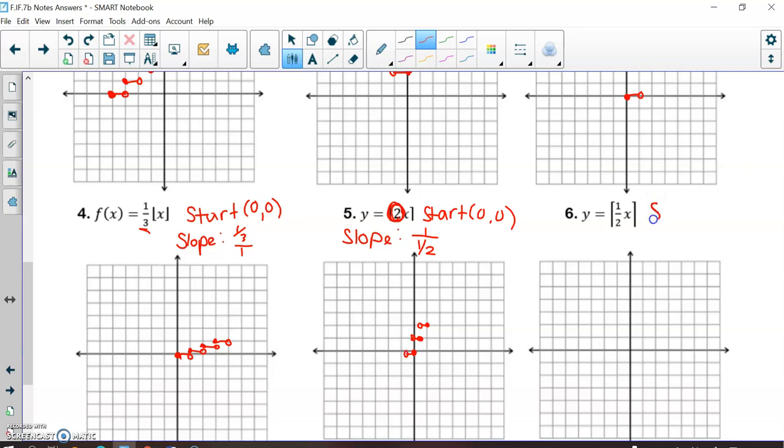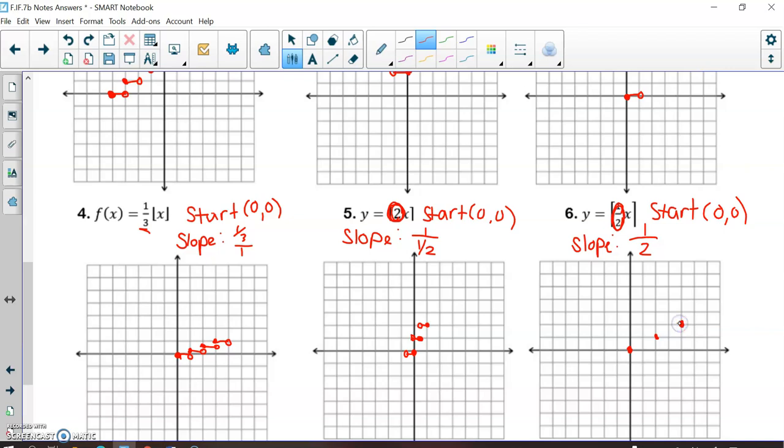In number 6, same thing. We start at our h, k value, which in this case is going to be (0, 0). And now I have a b value, so in this case it's going to be a horizontal stretch. But since you have a b value, your slope is going to be 1 over the reciprocal of b. The reciprocal of 1/2 is 2. So this means I go up 1 and over 2, up 1 and over 2.